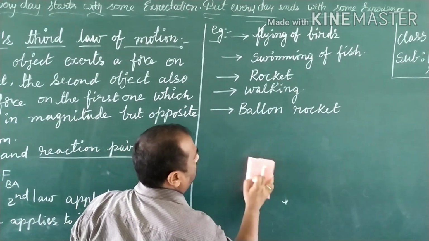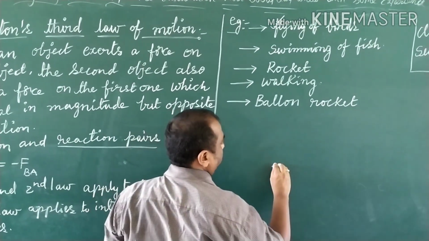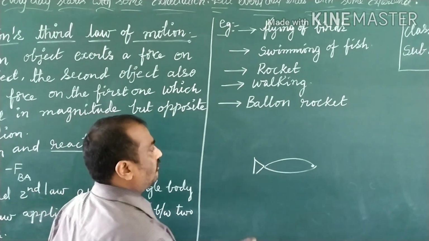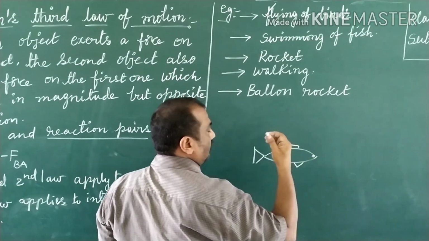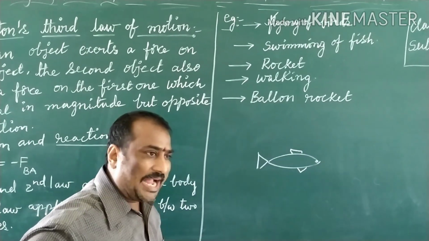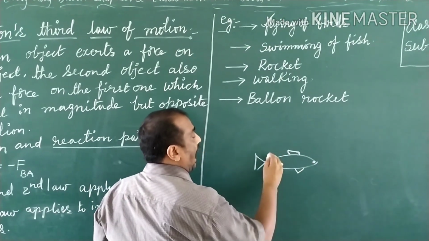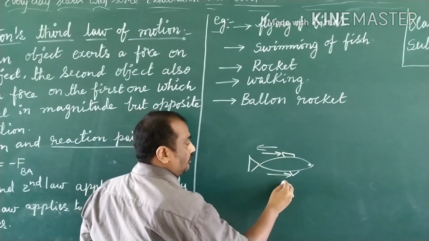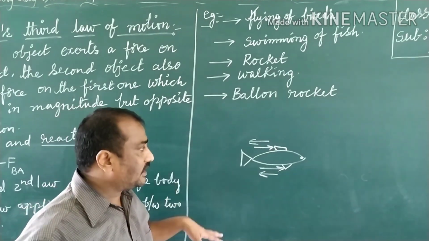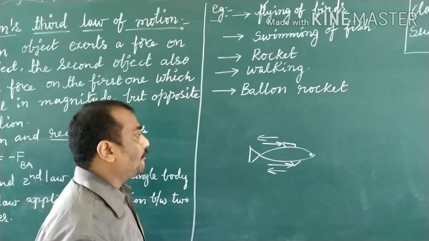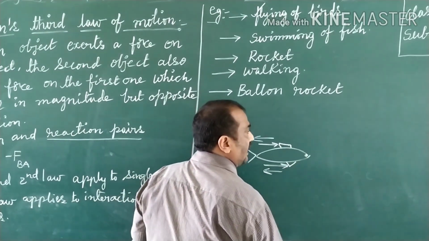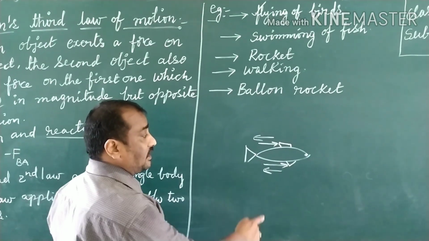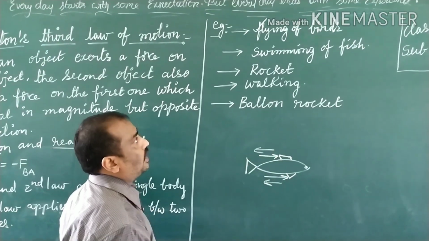And coming to the second one, swimming of fish. Children, you know that fishes can swim in the water. During this, they push the water backwards. That is the action. And the water pushes the fish forward. So the pushing of water by the fish is action, and the pushing of the fish in the forward direction by the water is reaction. Both are equal in magnitude but in opposite directions. That makes the fish move in the water.